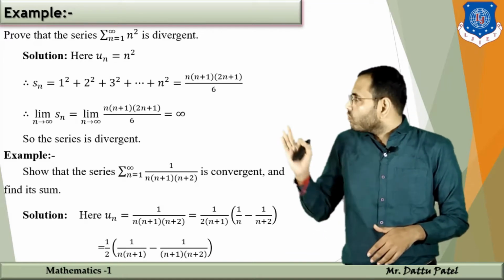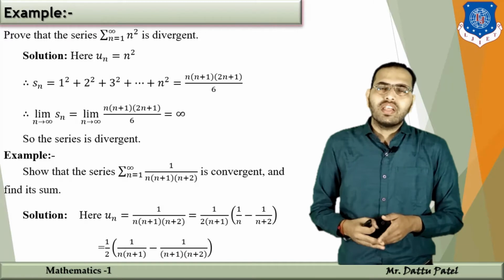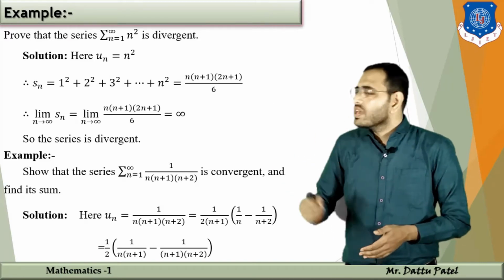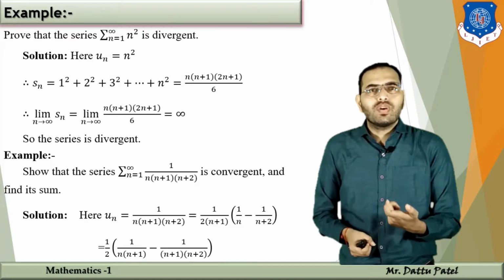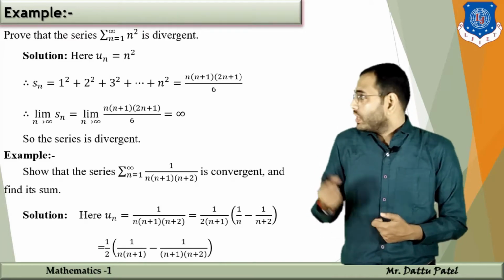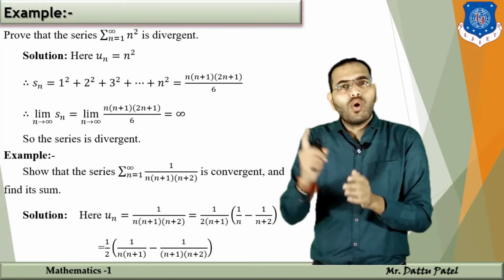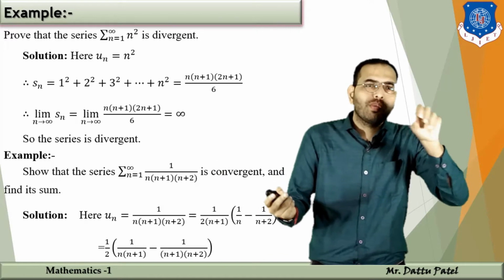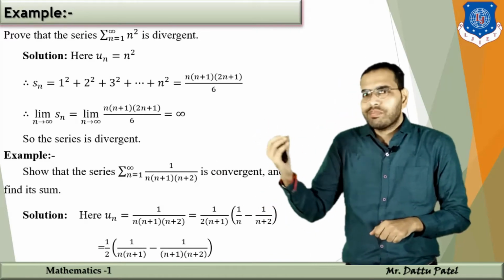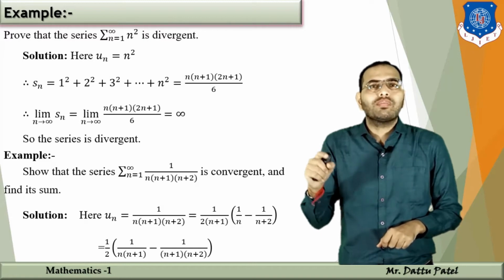Now let's see some more examples of convergence or divergence. If it is convergent, then find its sum. Here un equal to 1 upon n into n plus 1 into n plus 2. Here the denominator has a total of 3 product terms. Then we consider only 2 as a product form and take one term common. Here I take n plus 1 common, and the remaining term is 1 upon n into n plus 2.